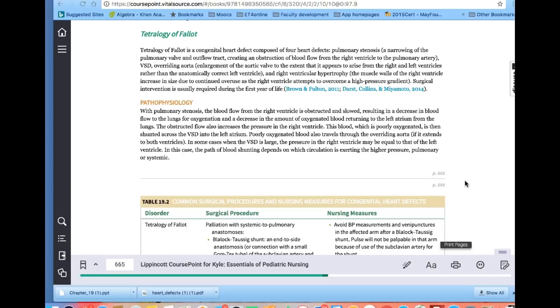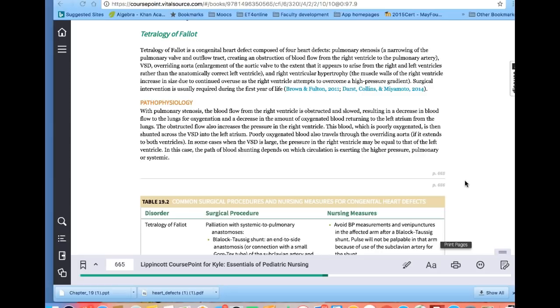It has a VSD, pulmonary stenosis, an overriding aorta, and right ventricular hypertrophy. Okay, so those are the 4 defects, sub-defects, that are part of a tetralogy of Fallot. They usually result in poorly oxygenated blood, so this is a cyanotic defect. You see cyanosis with this.